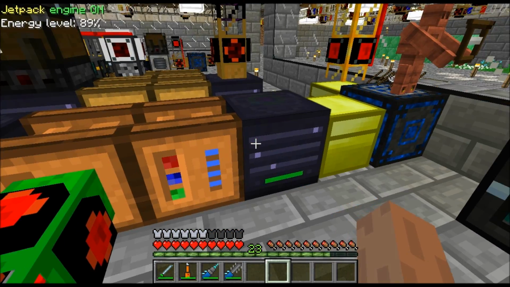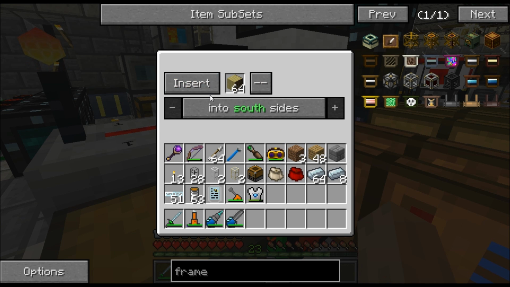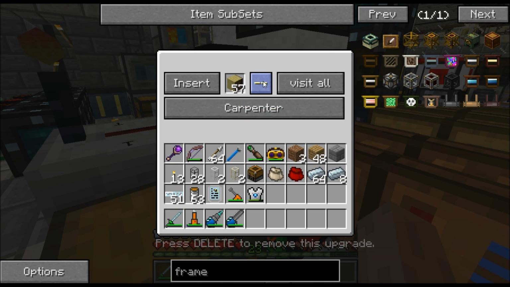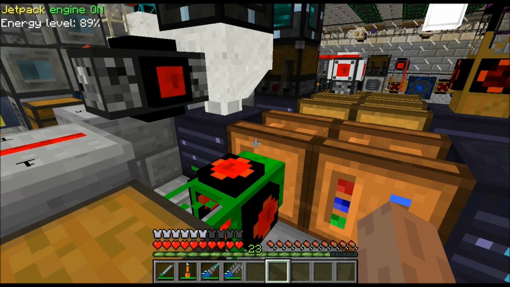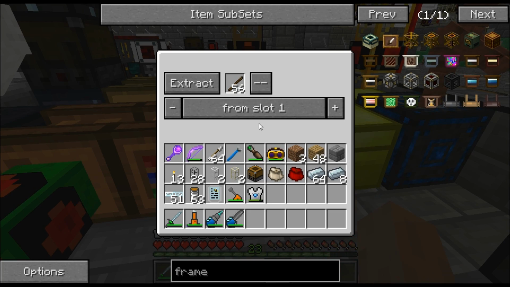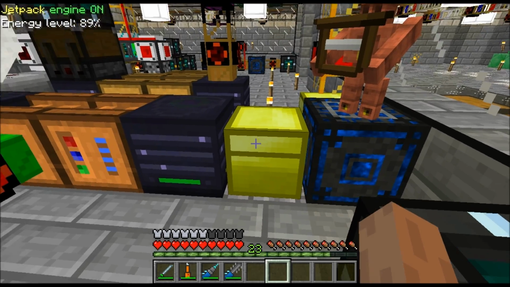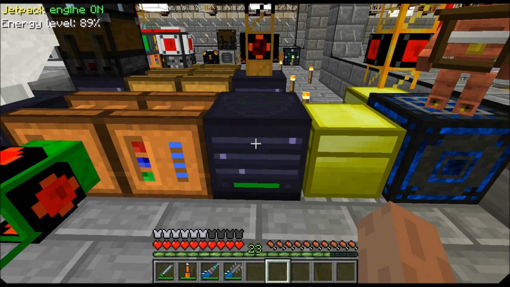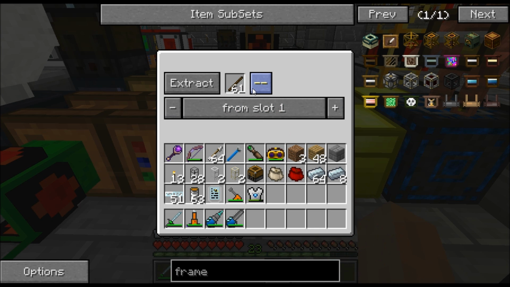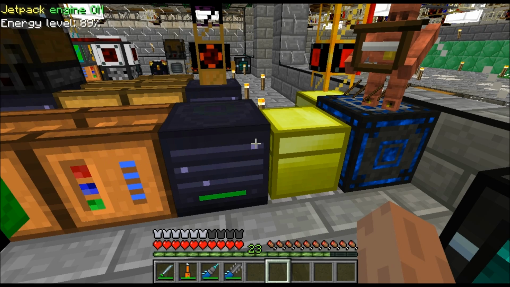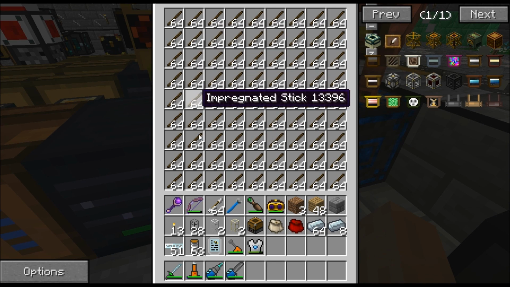Anyway, this router is set to insert into the south sides instead of the north. It doesn't matter as long as it's a side, with a machine upgrade, and that's it. That's all it has to do. And then this router over here, its whole job is to extract, and I have it extracting from slot 1 with a machine upgrade, and then it ejects to the east, and so the east is this side, so it's ejecting into this chest. So this guy has a machine upgrade and an ejector upgrade. And so here is my stick buffer chest.